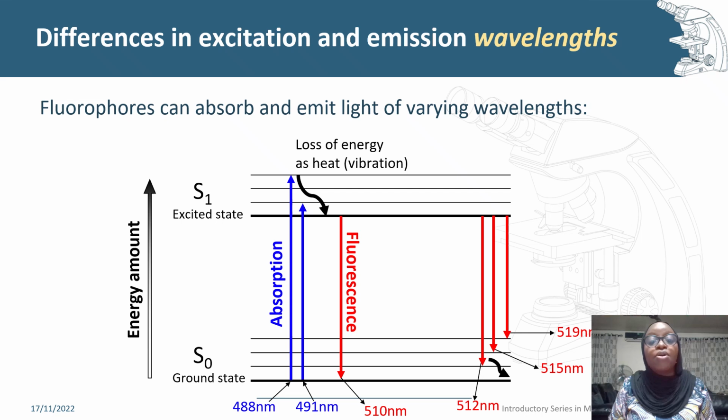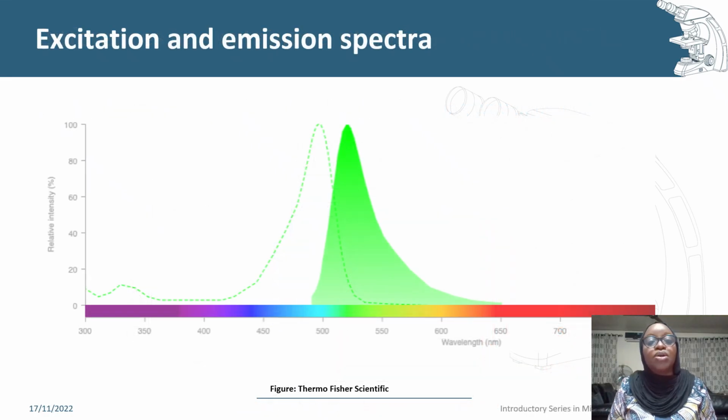If we combine all the possibilities of light that can excite a fluorophore and combine all the wavelengths of light that is emitted, we can then produce a spectrum. This is a plot of excitation and emission spectra of a fluorophore. Each plot can be interpreted as representing the probabilities of excitation or emission occurring respectively.